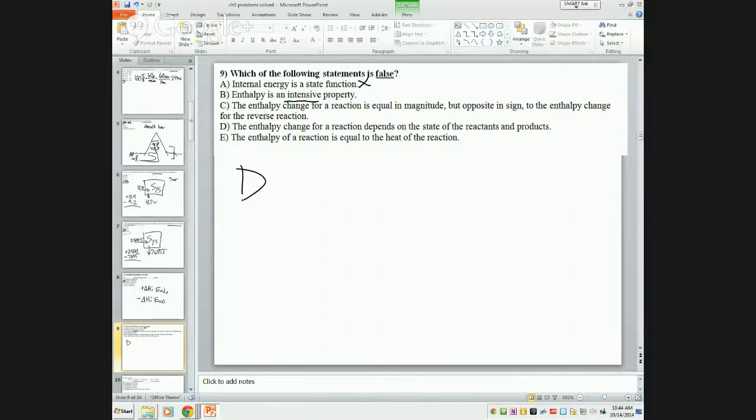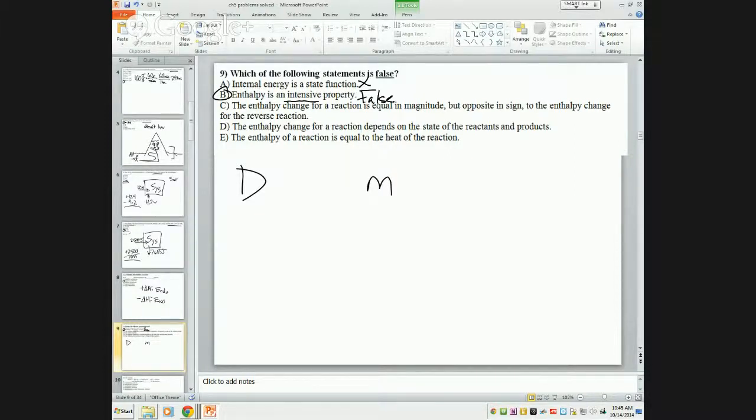Extensive is the opposite. Extensive depends on how much stuff there is. Things like mass. So mass would be extensive, right? That does depend on how much you have. Enthalpy is an intensive, or is not an intensive property. So this is false, which makes it the correct choice.